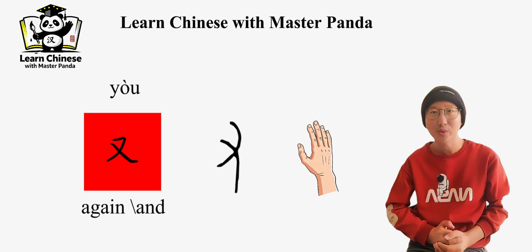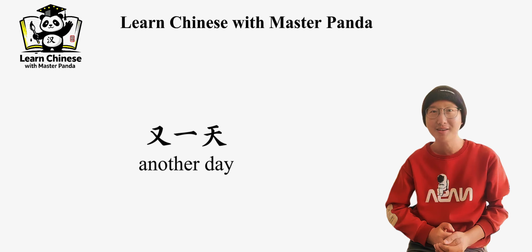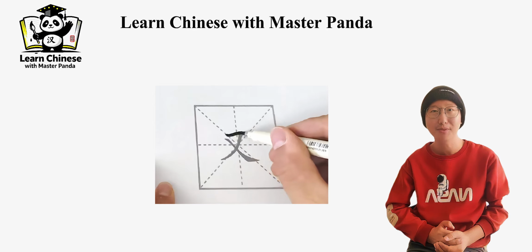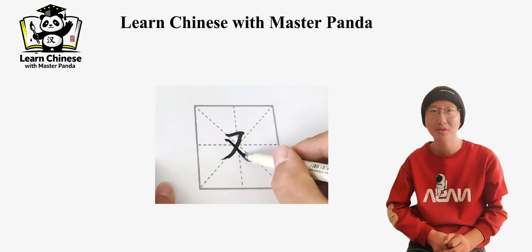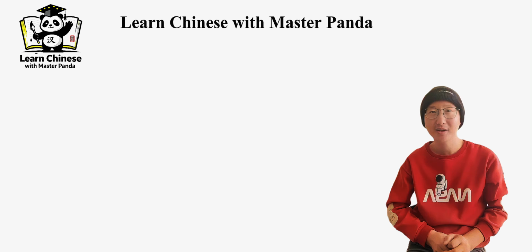Based on the characters we already learned, we form 2 new words. 又一个, another one. 又一天, another day. Here is the correct stroke order. First, we write 横撇, which we just practiced, and then finish with a nice smooth 捺, a right falling stroke. See, the character 又 is made of just one compound stroke and one basic stroke, simple and powerful.